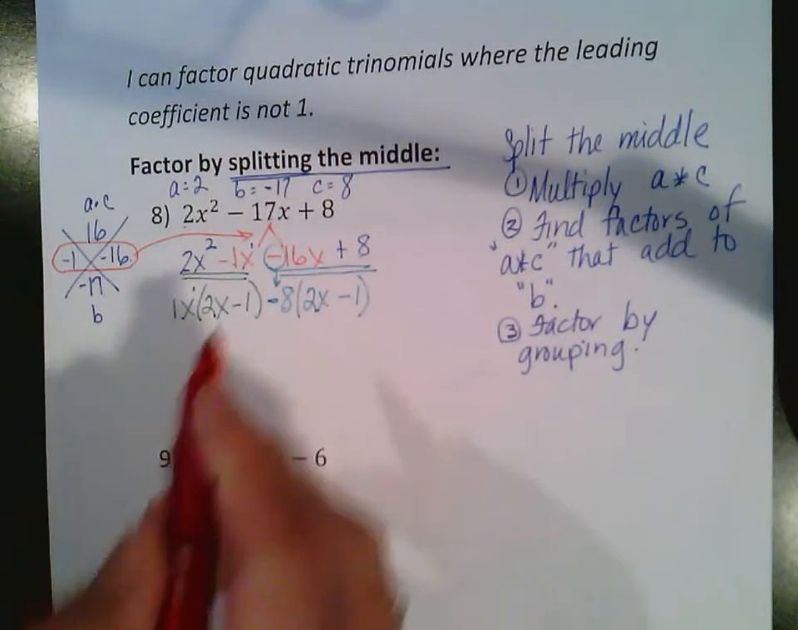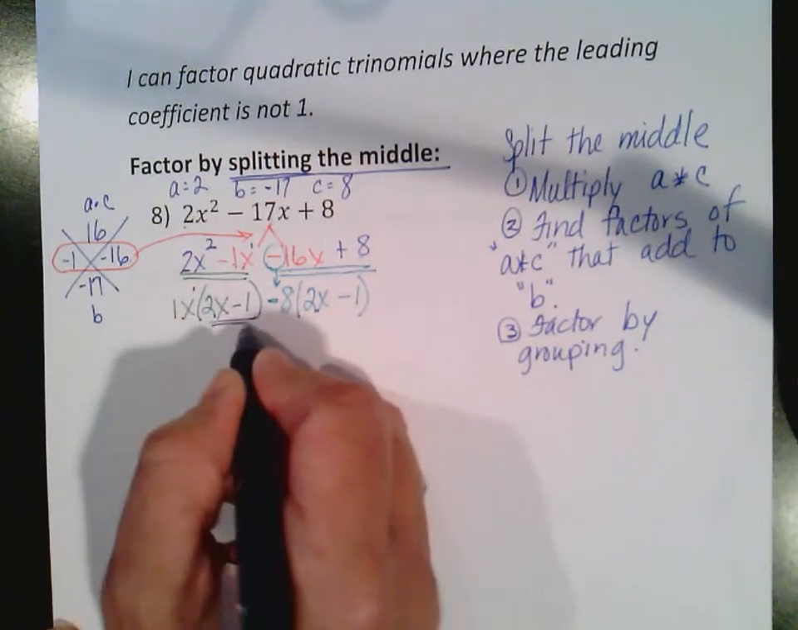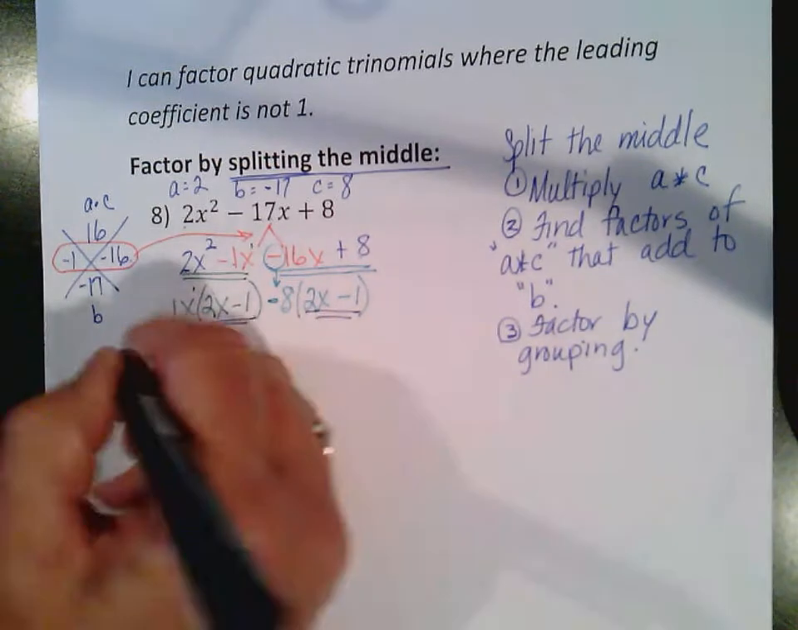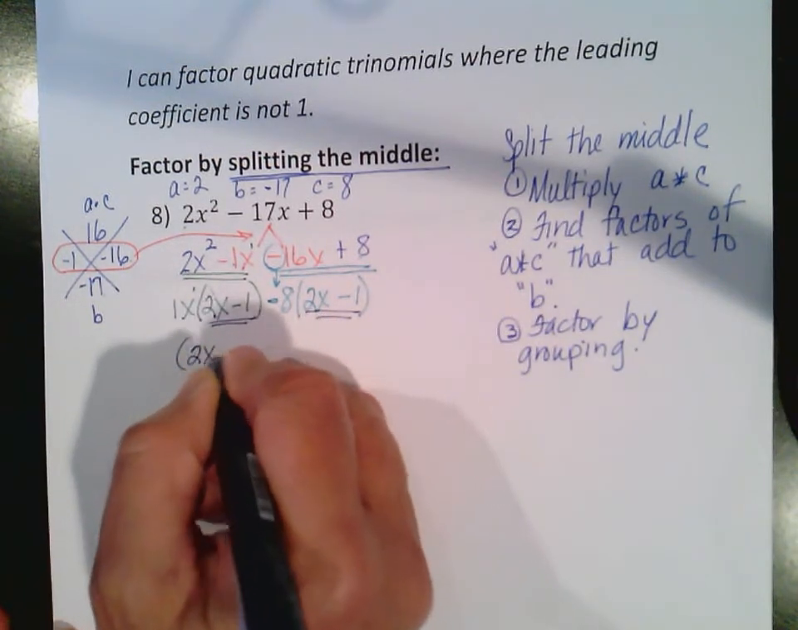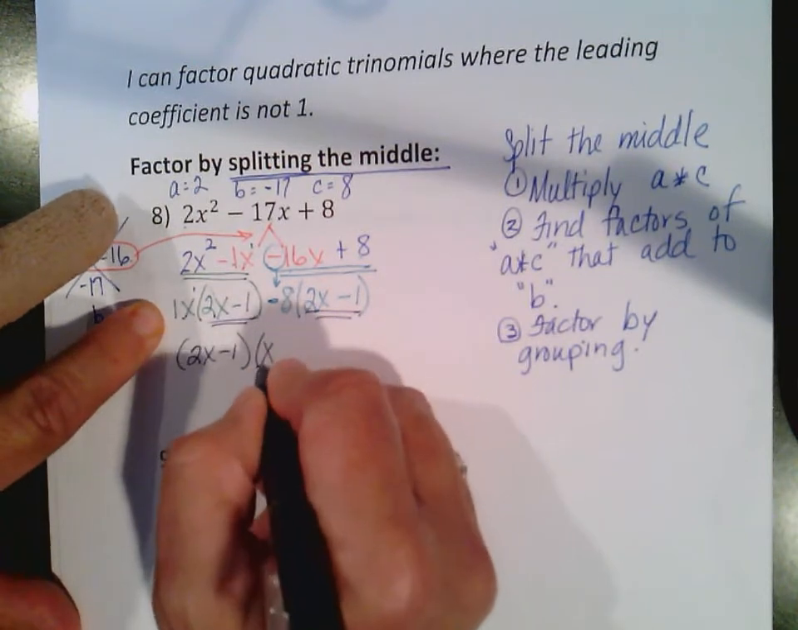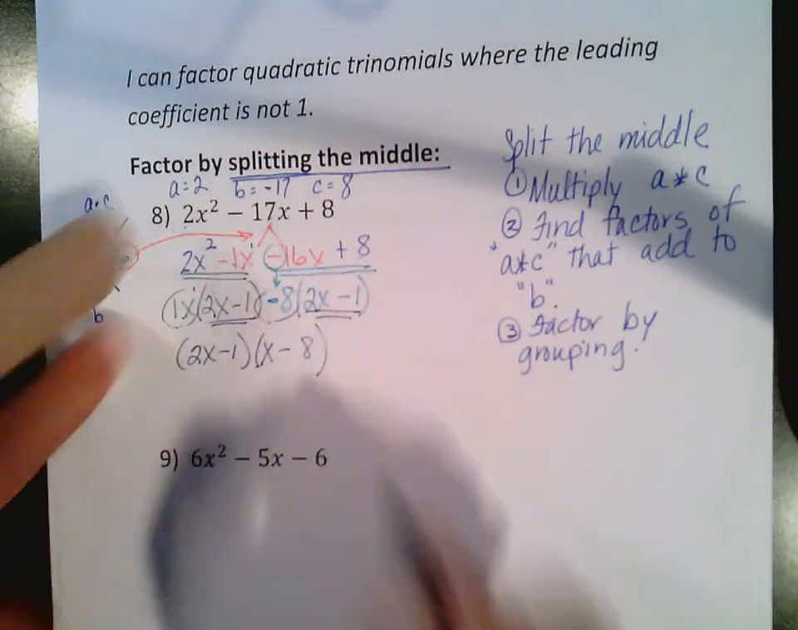Now I'm going to take this term, notice they're exactly the same, and I'm going to factor it out and pull it out in front. So when I pull that, I have 2x minus 1. And when I pull that out, I have left the x and the minus 8, and that's what goes in the second parentheses. And you're finished.